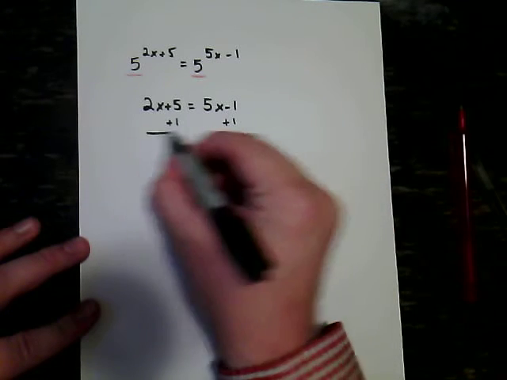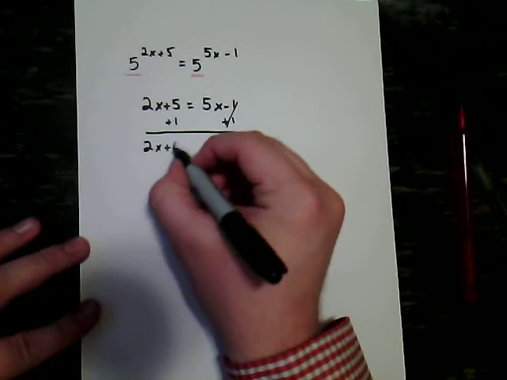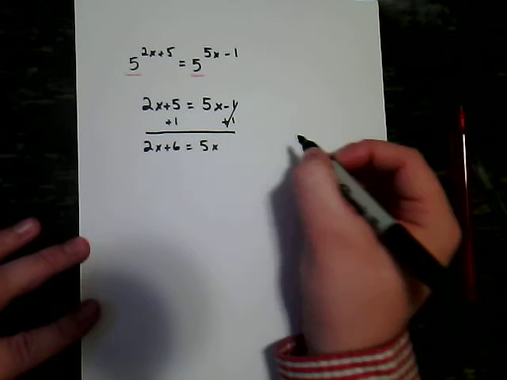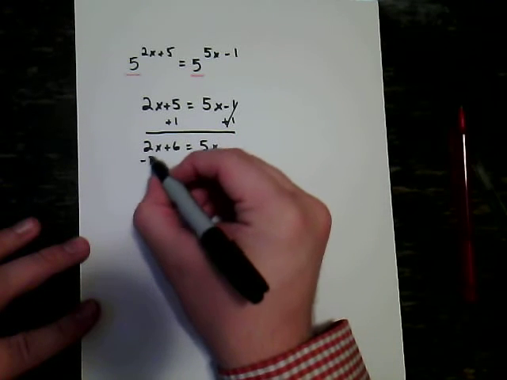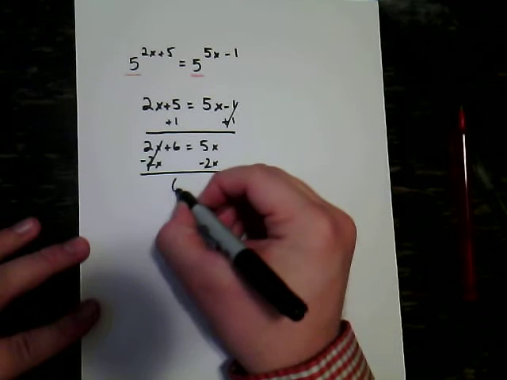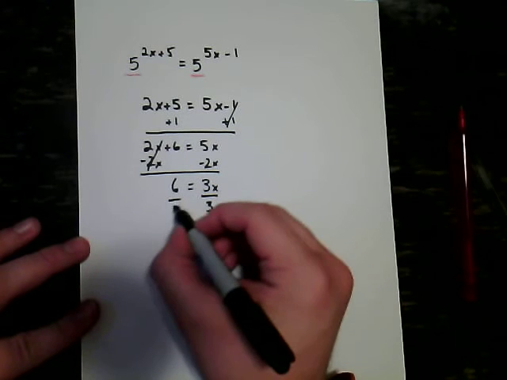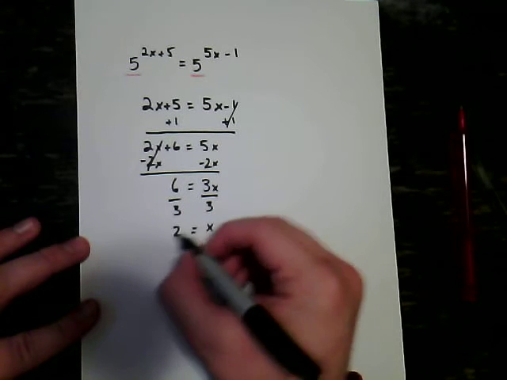Add 1 to both sides. 2x plus 6 equals 5x. We'll subtract 2x on both sides. 6 equals 3x. Divide by 3. Divide by 3. x equals 2.